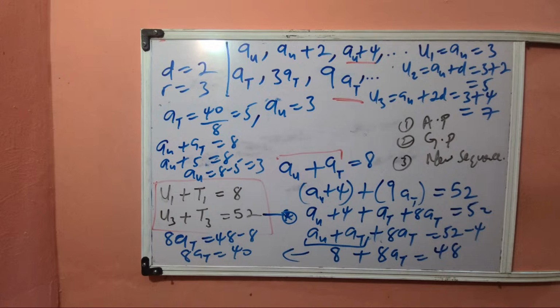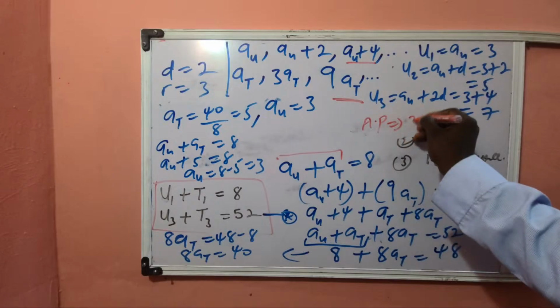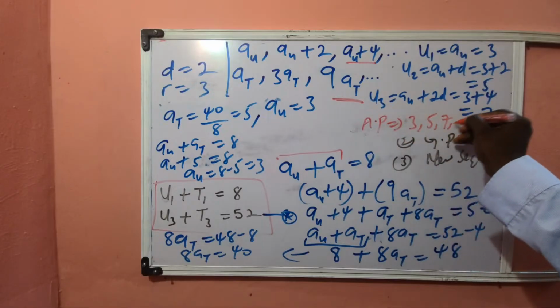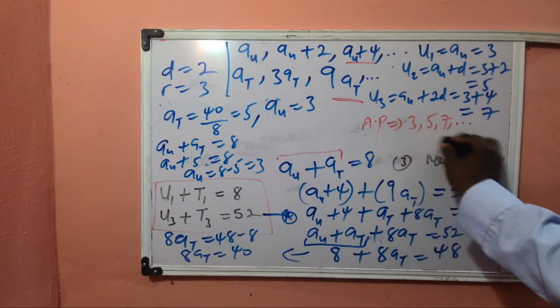You can go on to solve for more if you want to, but I can conclude now that for my AP, I have gotten my AP successfully to be 3, 5, 7. So my AP is equals to 3, 5, 7, and so on. So that's how we're going to get it. I've gotten my AP already. As I told you, once I get my first term, I'm good to go. Now, the next thing to solve is to get the GP.